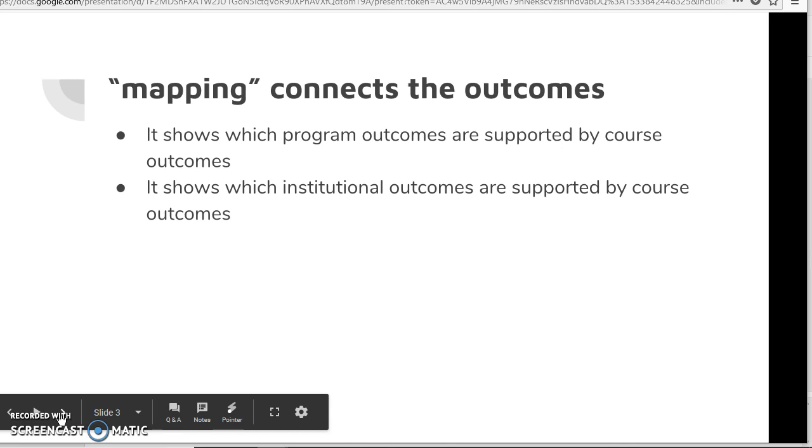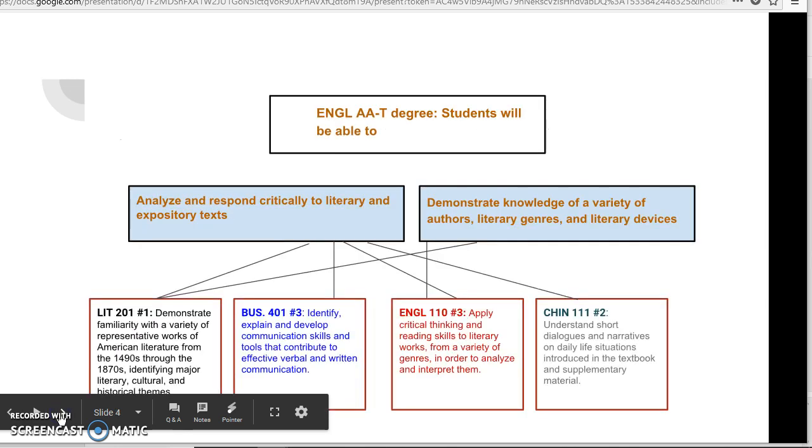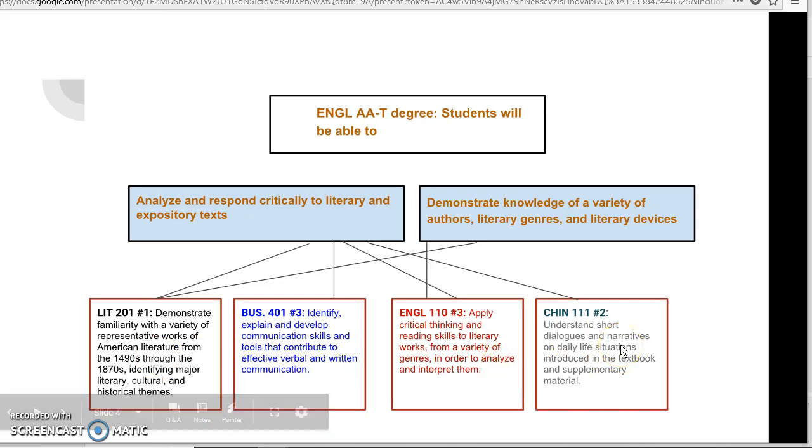It shows which program outcomes are supported by course outcomes and which institutional outcomes are supported by course outcomes and service outcomes, by the way. I should have added that too. So for instance, here's a program outcome, the English AAT degree. Students will be able to do two things, at least. And these learning outcomes are supported by outcomes in the courses that make up the English program, at least one.